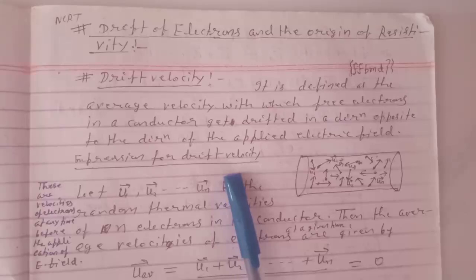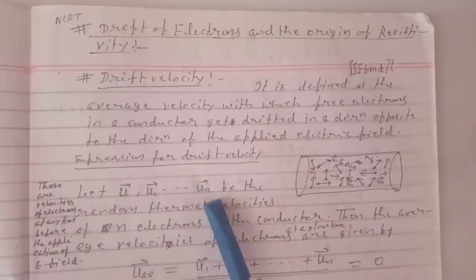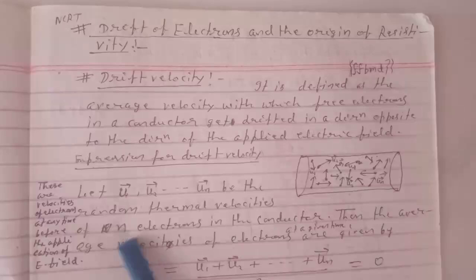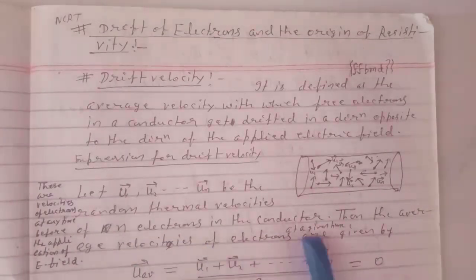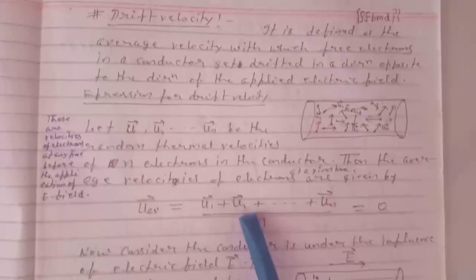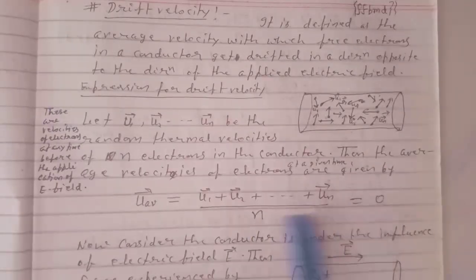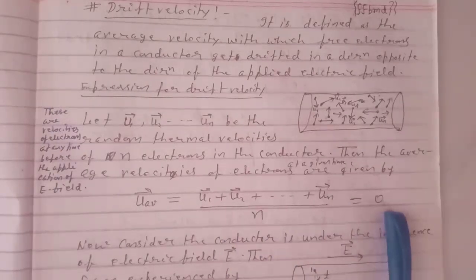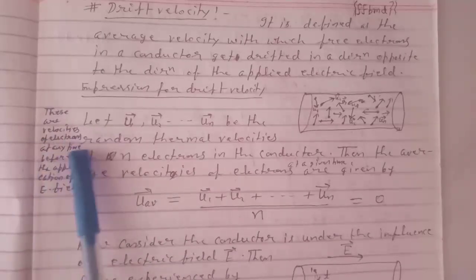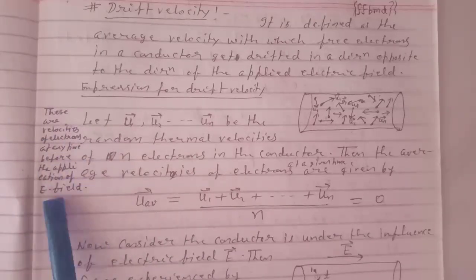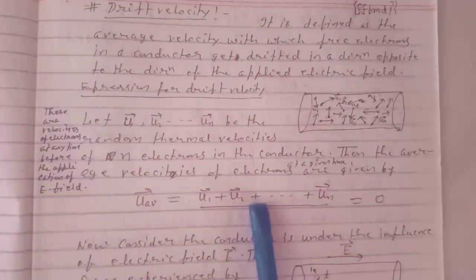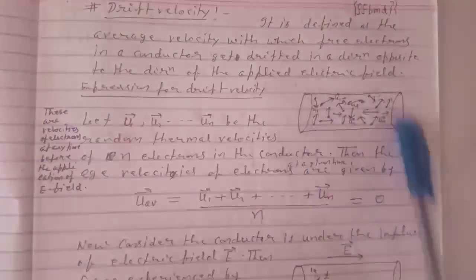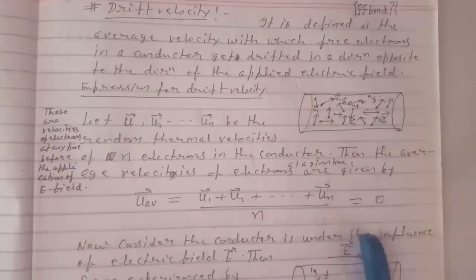Now, the expression for drift velocity. Let u1, u2, ..., un be the random thermal velocities of n electrons in the conductor. Then the average velocity of the electrons at a given time is u average equals u1 plus u2 plus ... plus un divided by n, equals 0. These are the velocities of electrons before the application of the electric field. So electrons are moving randomly in all possible directions.